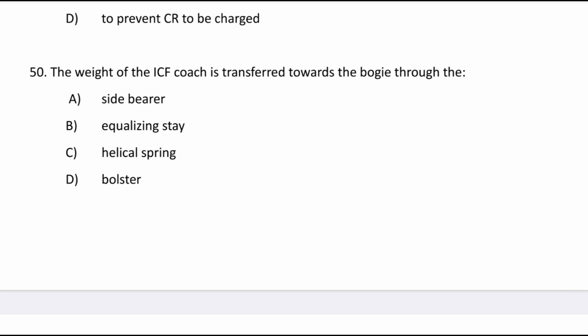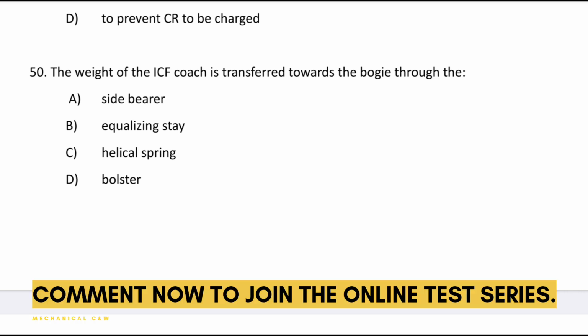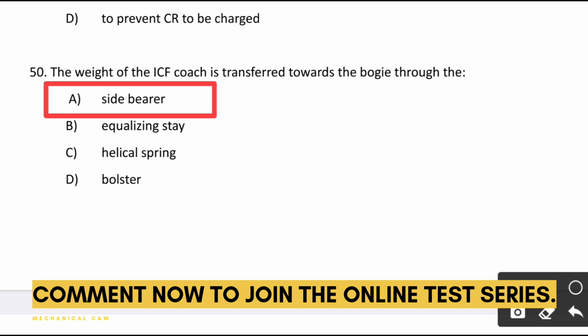50. The weight of the ICF coach is transferred towards the bogie through A. Side bearer, B. Equalizing stay, C. Helical spring, D. Bolster. In this question, the correct answer is A.